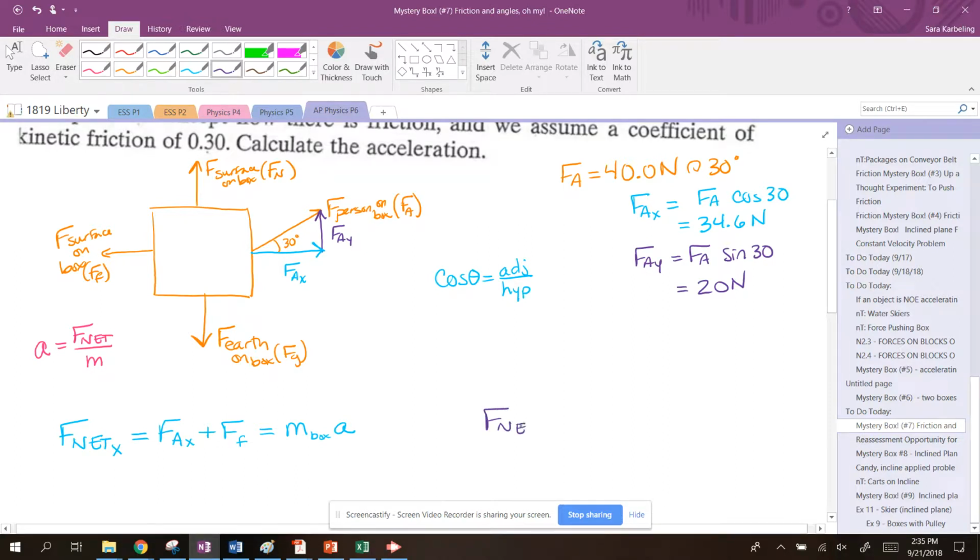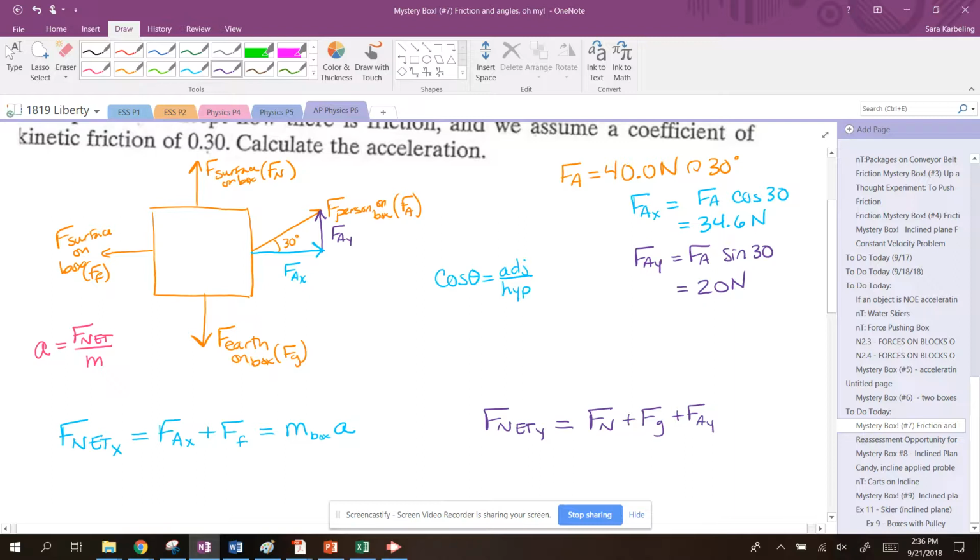F net y, what's acting in the y direction? Normal force? The force of the earth? Anything else? FAY is, yeah. Okay. This right here is the key to solving these problems. If you can set up your F net equations, then everything else is just arithmetic. I mean, that's just all math. This is the physics right here.